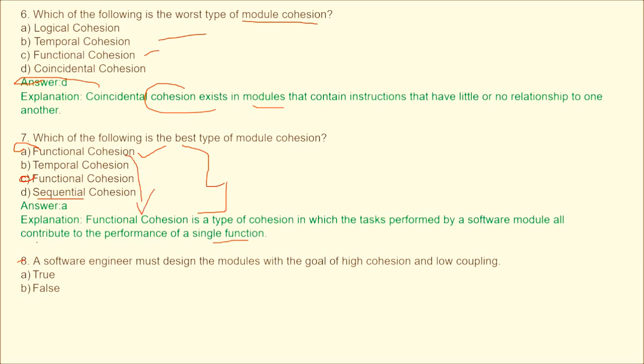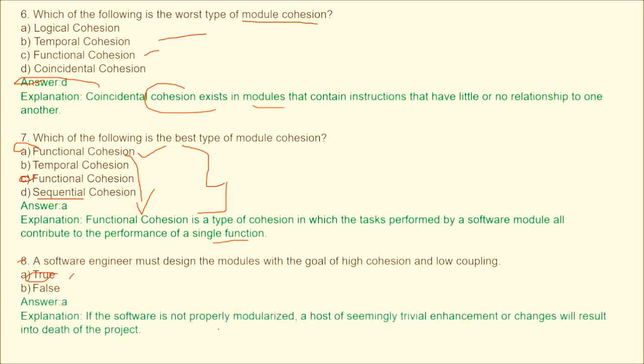Next one. The software engineer must design the modules with the goal of high cohesion and low coupling. Is this true or false? The answer is true. If the software is not properly modularized, a host of seemingly trivial enhancements or changes will result in the death of the project. Right? If they have strong coupling and very low cohesion, of course, the design is not considered to be a good design.